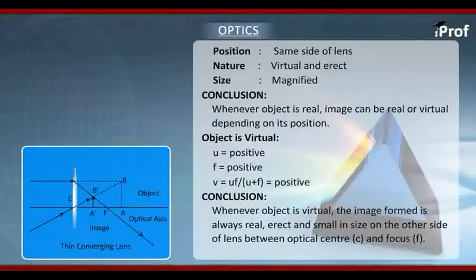Now the refracted rays through lens, they are not going to meet on the other side of lens, they will meet on being produced backward. So we find that image found is virtual, erect, magnified, and it is on the same side of lens as that of object. So we come to conclusion. Now if we take all these cases together, we can summarize saying that whenever object is real, the image can be real or virtual depending on the position of object.